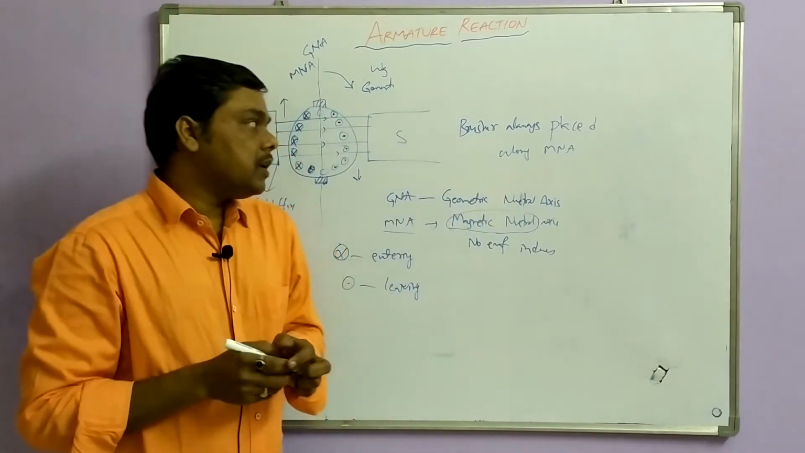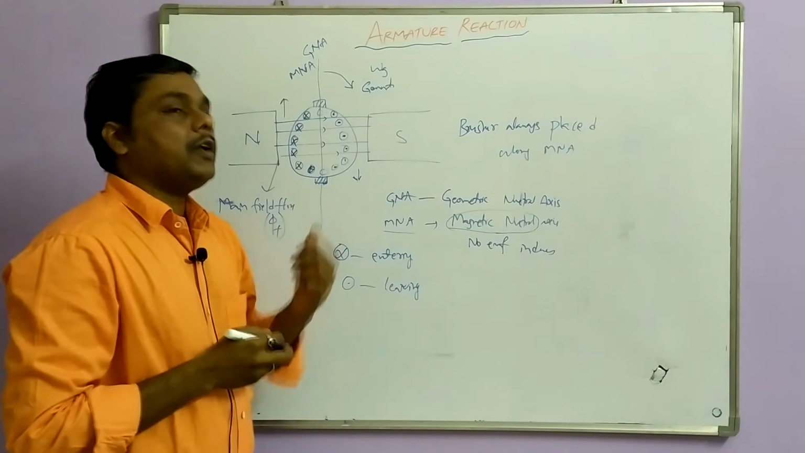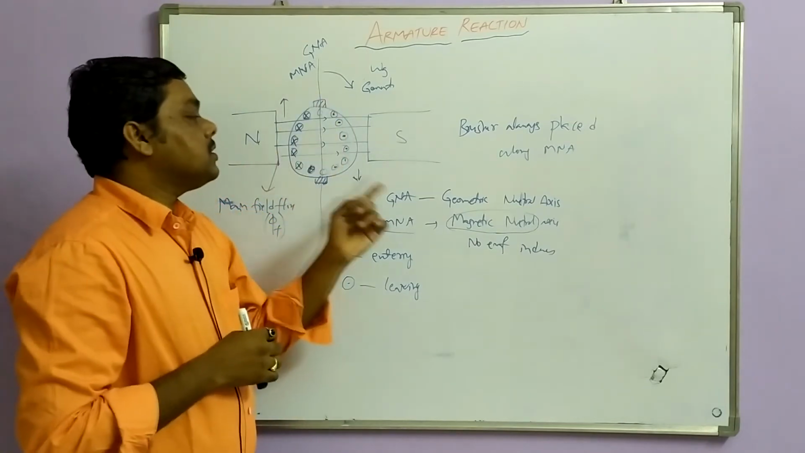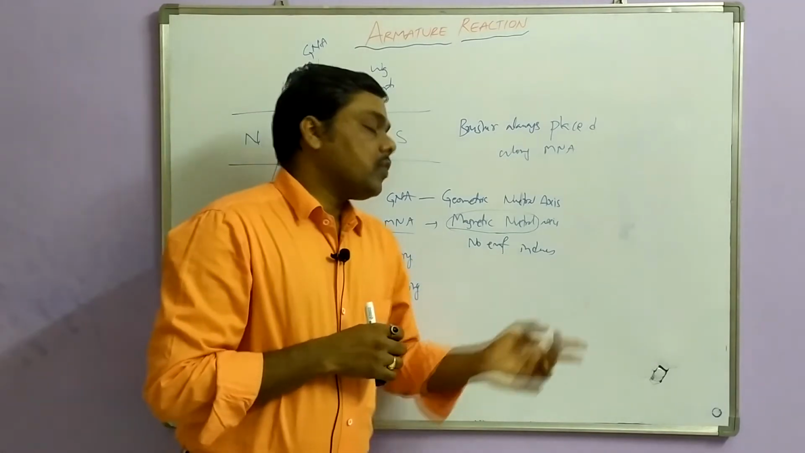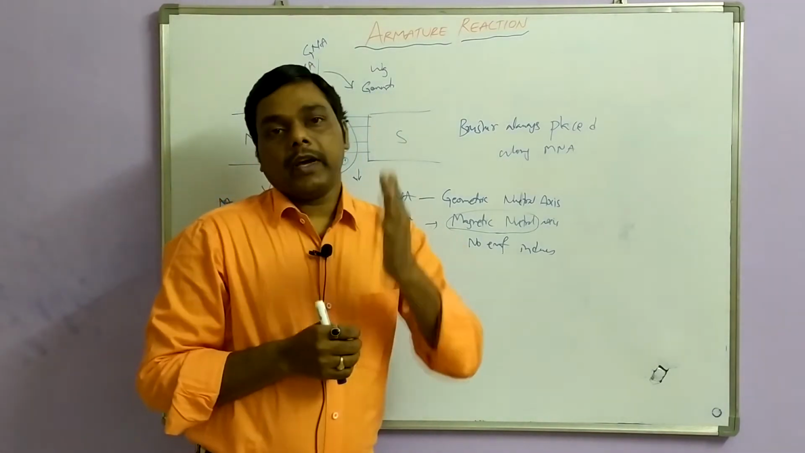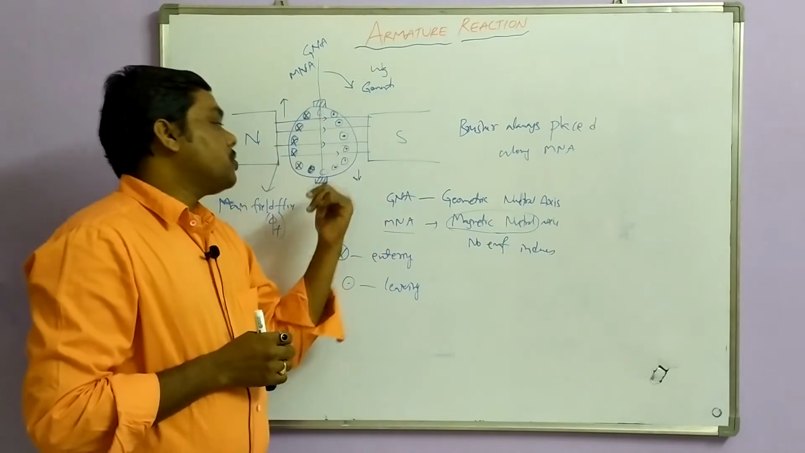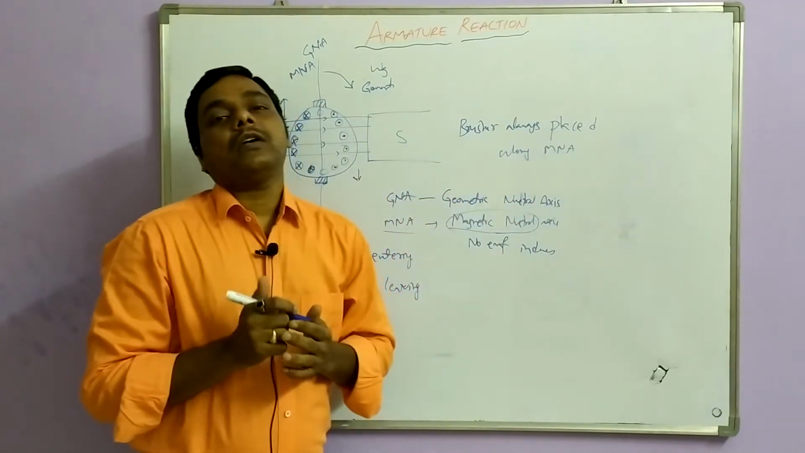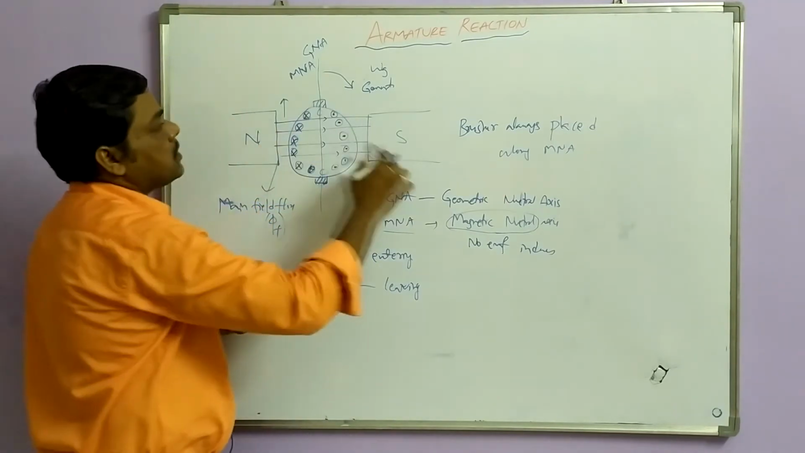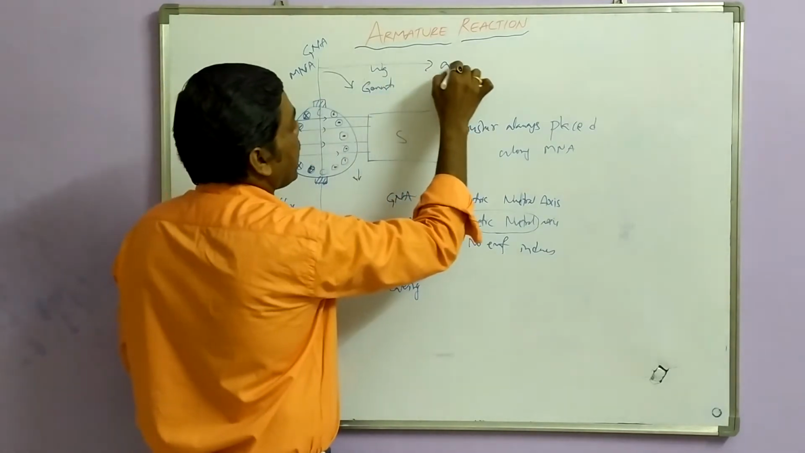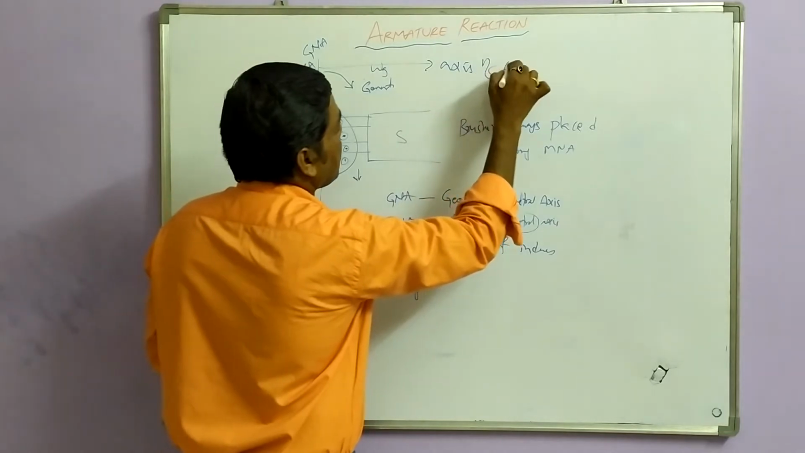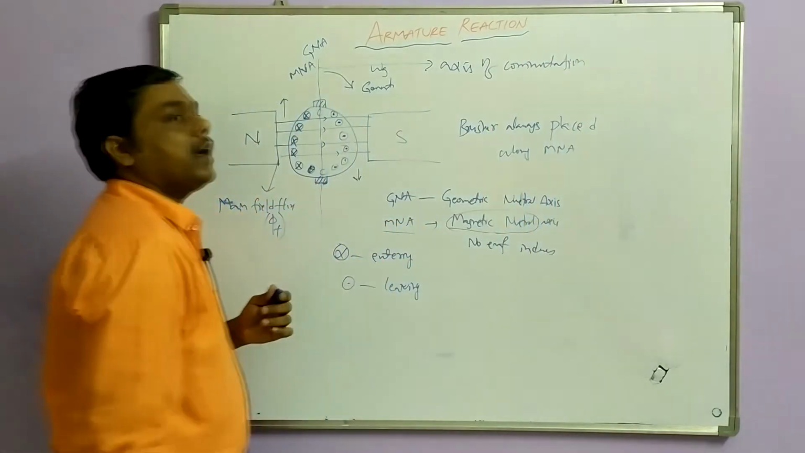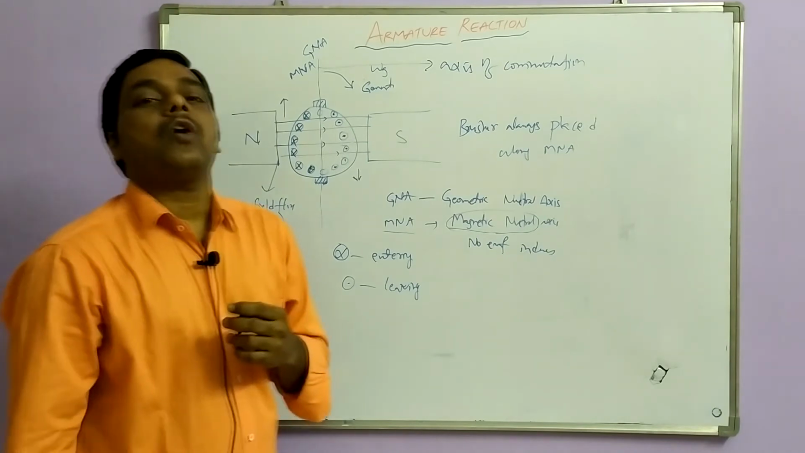Now what do you mean by GNA? GNA is nothing but the geometrical neutral axis, the physical distance, whereas MNA is the no-EMF-induced portion, a straight axis from the upward portion to the downwards. Brushes are placed along the MNA, and this axis is also called the axis of commutation.